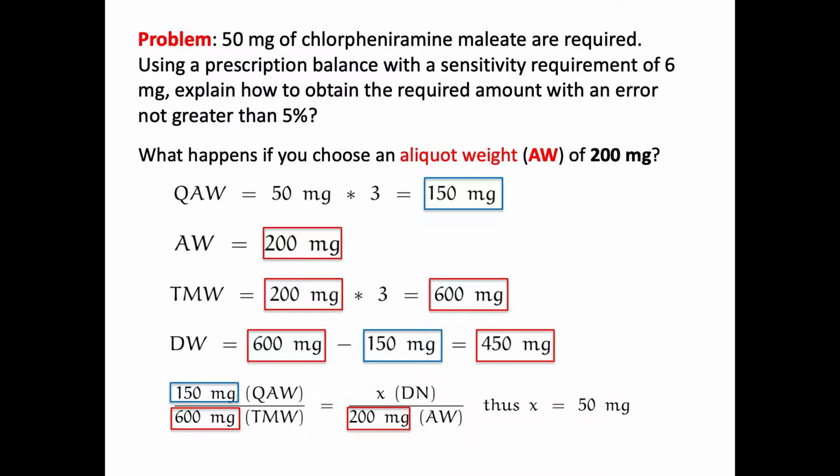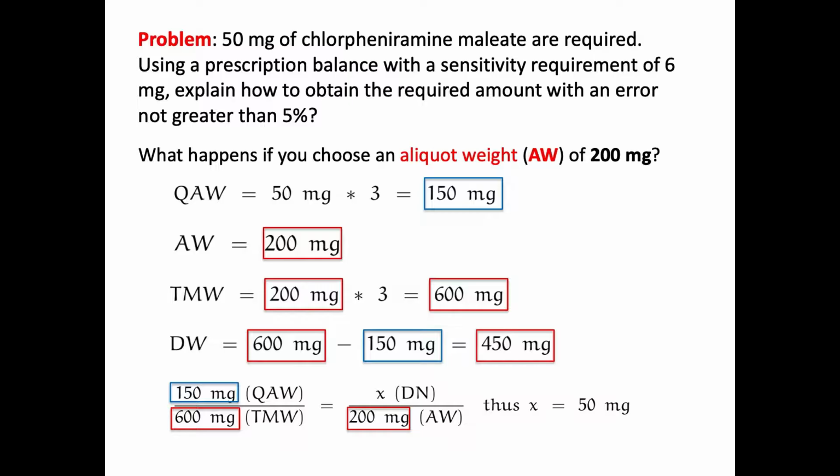What would the numbers look like if we increased it even higher to 200 milligrams? Well, if we increase the aliquot weight to 200 milligrams, again, it doesn't change the quantity of drug to actually weigh. Our aliquot weight is 200. Our total mixture weight increases, because we take 200 times 3, which gives us 600. Now our diluent weight increases, because 600 minus 150 is 450. But the proportion of 150 over 600 is now equal to X over 200. So 150 times 200, divided by 600, still gives you 50 milligrams.